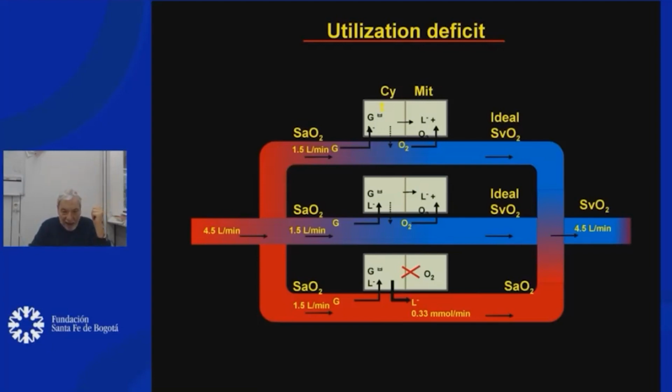Here I have the ideal SvO2 tissue, but look here. I come here, the glucose enters, it becomes lactate through the anaerobic metabolism. I do not have oxygen. Lactate goes up, and I have this shunt. This, the peripheral shunt, or the lack of utilization, are indistinguishable in this kind of issue.